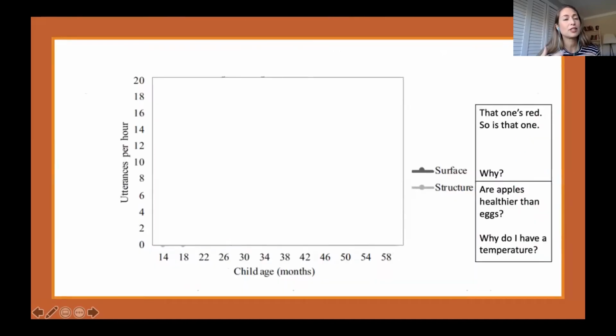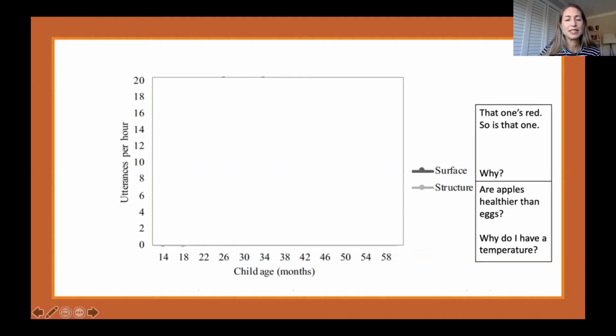In order to try to distinguish and understand the differences between, for example, those two iterations we just saw, we also coded all 300-and-whatever-thousand utterances for whether they were really surface level or structural. More surface level were things like, this one's red, so is that one. So it's a comparison, but at a very surface level. Why? Without structure or content behind it, versus more structural kinds of higher order thinking talk, like: are apples healthier than eggs, or why do I have a temperature, right? These are capturing a little more content.